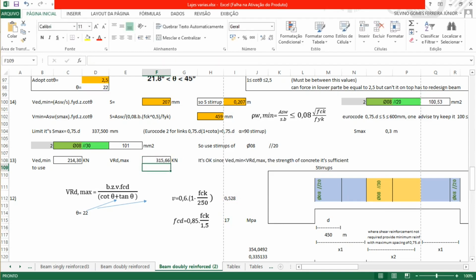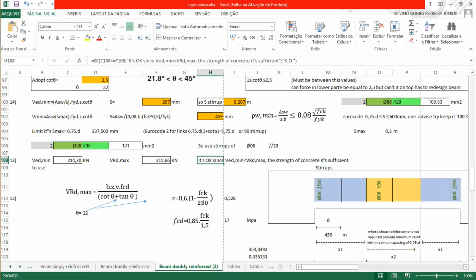So now we can compare the VED minimum with the VRD maximum, and the VED minimum is less than the VRD maximum. What does this mean? It means that the strength of the concrete is sufficient with these links that we adopt. We are using links of 8 millimeters. So okay, after this we can go to check.